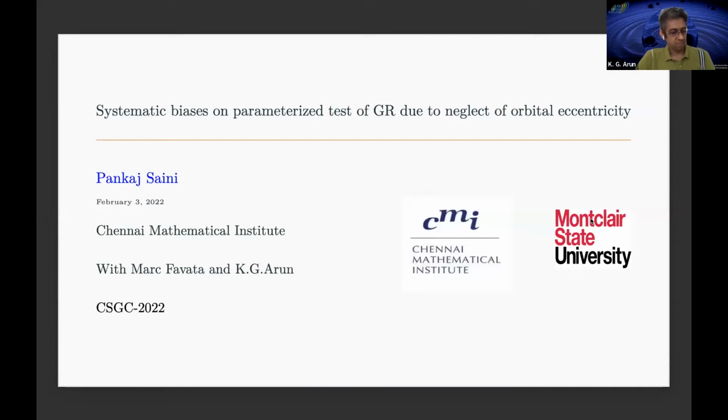So, let's get started. First of all, I would like to thank the organizers for giving me the opportunity to talk. In this talk, I'll be talking about the systematic biases on parameterized tests of GR due to neglect of orbital eccentricity, and how these systematic biases affect the parameterized tests of GR. This work I've been doing with Mark Favata and KG Arun.